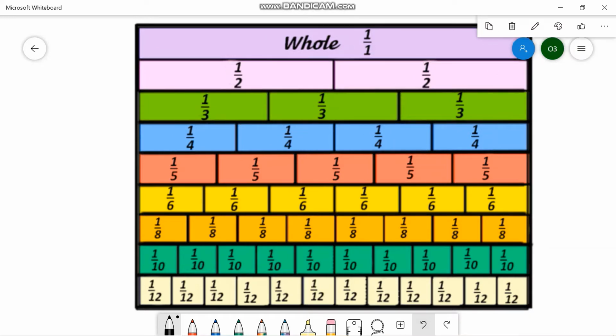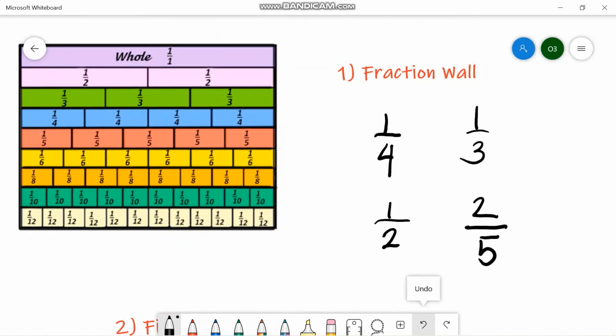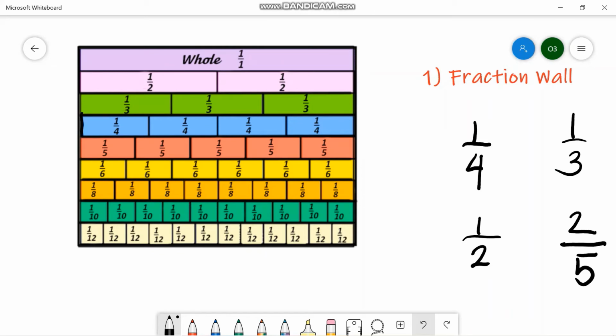Let's go back. Using this fraction wall, we can compare fractions. In this example, 1/4 and 1/3. Which one is greater? Is it 1/4 or 1/3? First, let's find where 1/4 is in this fraction wall. This is 1/4. And where is 1/3? This is 1/3. So which is bigger, 1/3 or 1/4? You will see in the fraction wall that 1/3 is greater than 1/4.